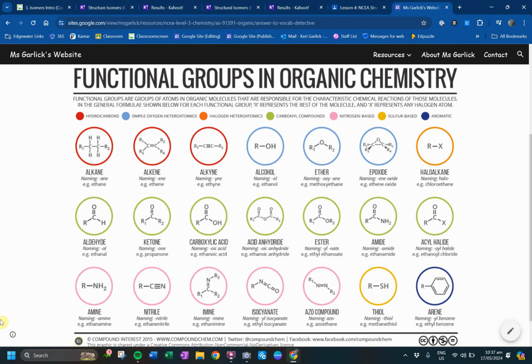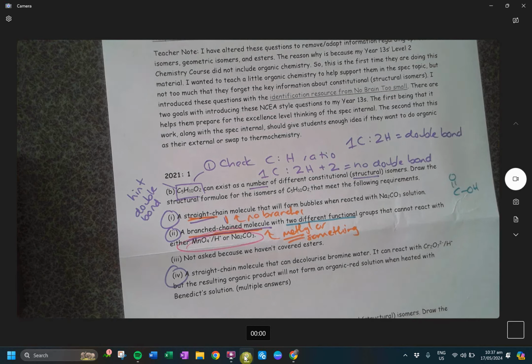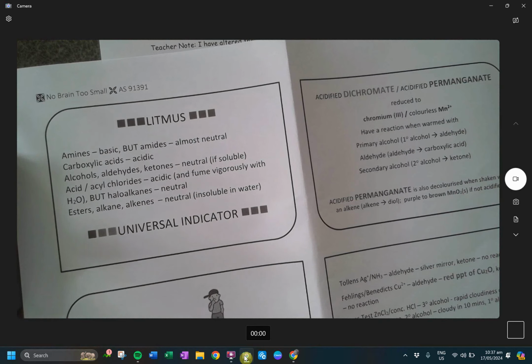So this is what I was saying. This is what organic chemistry is like. It's very much problem solving.